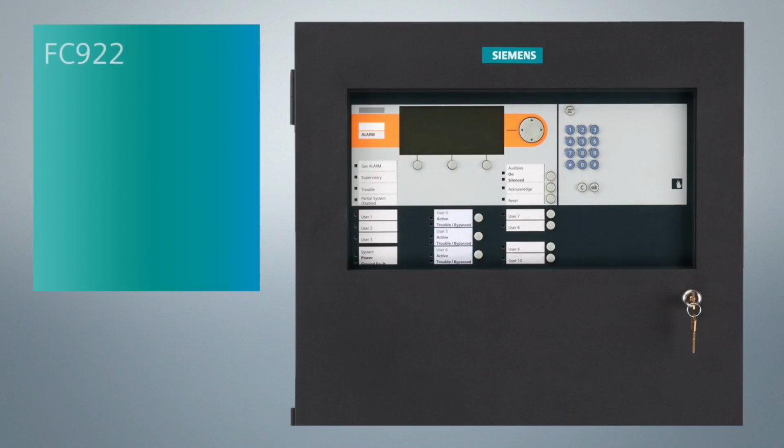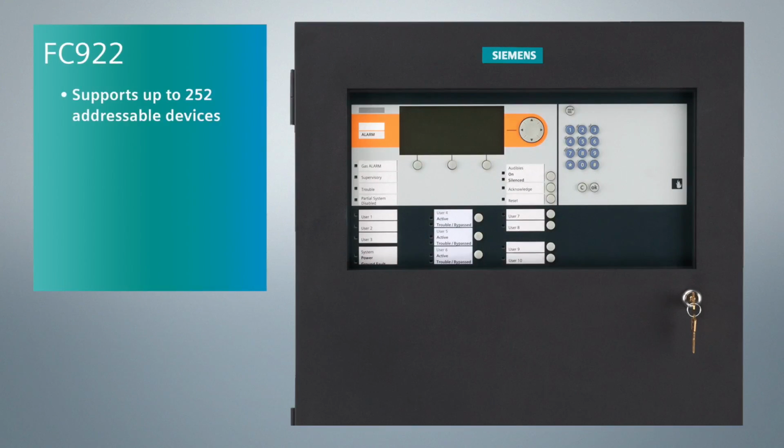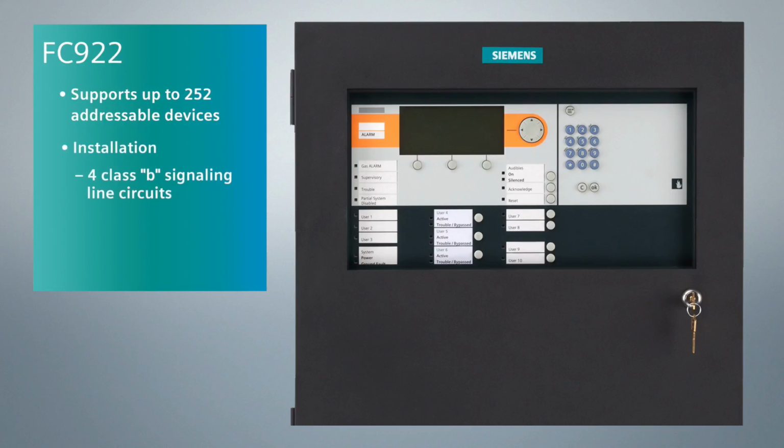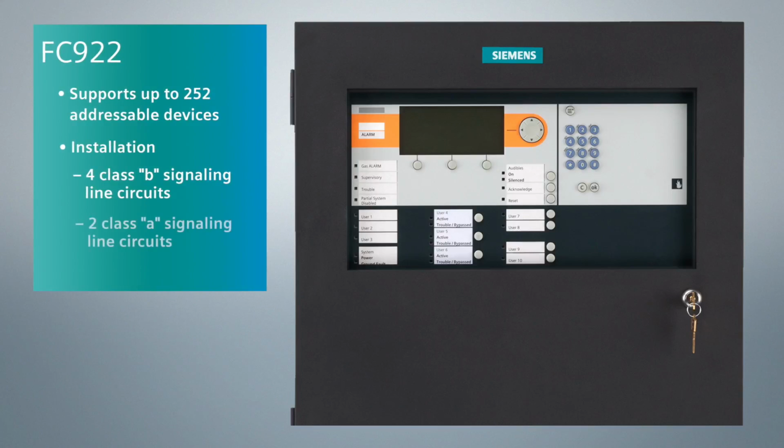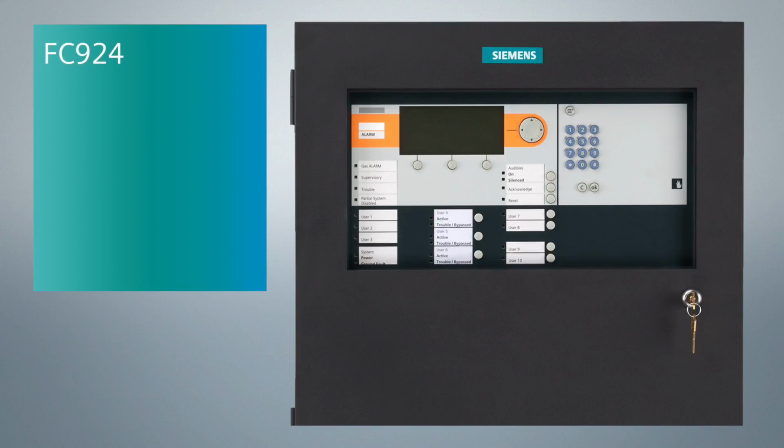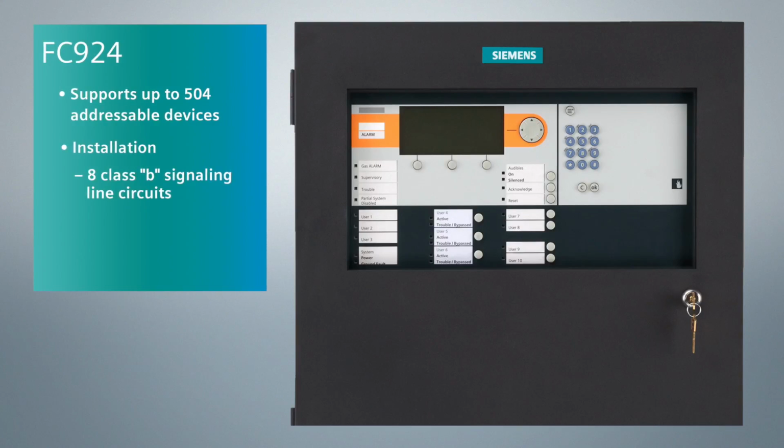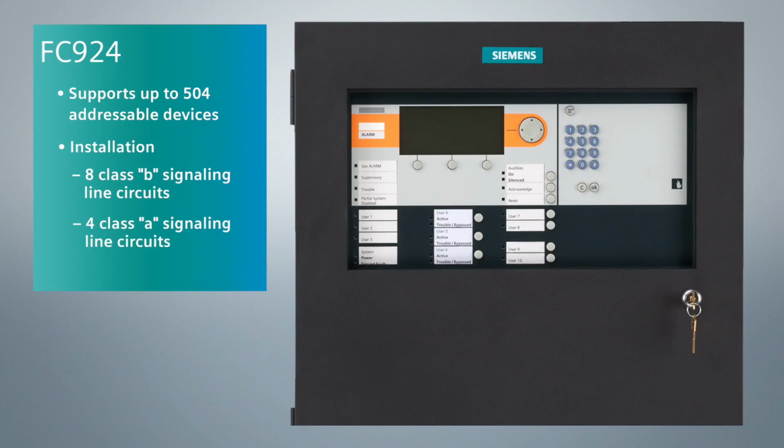The first, model FC922, will support up to 252 addressable devices, which can be installed on 4 Class B signaling line circuits or 2 Class A signaling line circuits. The second version, model FC924, will support up to 504 addressable devices, which can be installed on 8 Class B SLCs or 4 Class A SLCs.